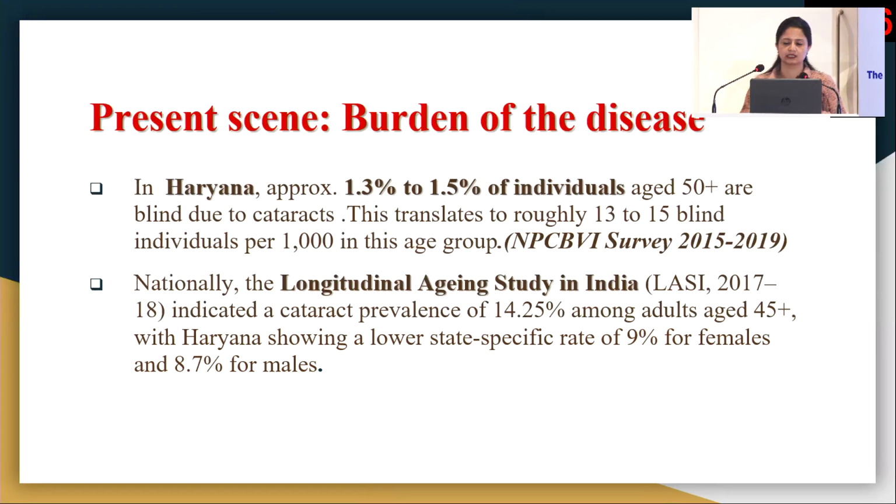Now, what is the present scene? The burden of the disease. In Haryana, approximately 1.35 to 1.5% of individuals aged 50 plus are blind due to cataracts. This translates to roughly 13 to 15 blind individuals per 1,000 in this age group. This is according to the survey conducted by NPCB from 2015 to 2018. Nationally, the longitudinal aging study in India indicated a cataract prevalence of 12.25% among adults aged 45 plus, with Haryana showing a lower state specific rate of 9% for females and 8.7% for males.